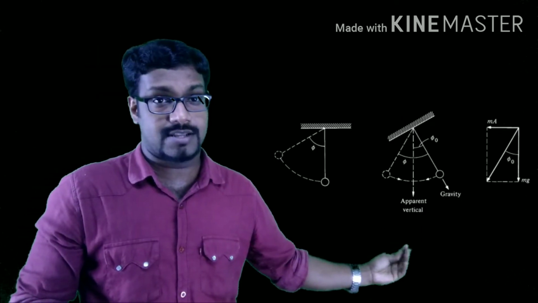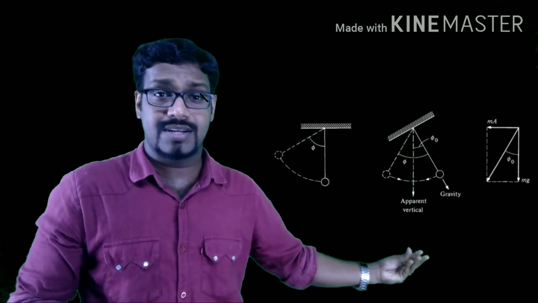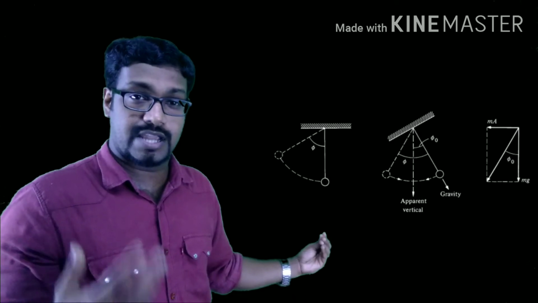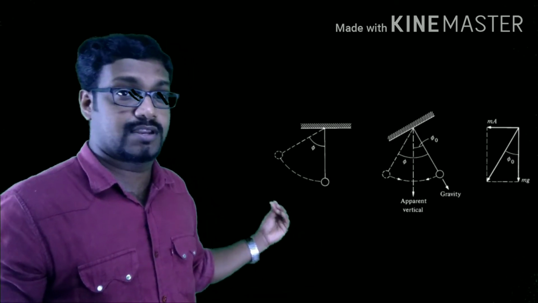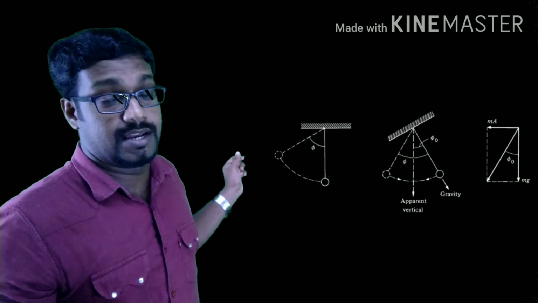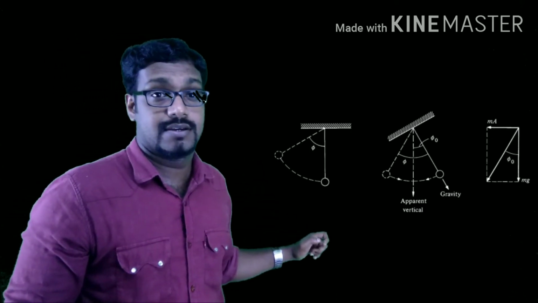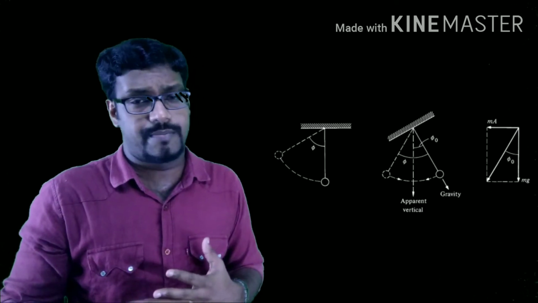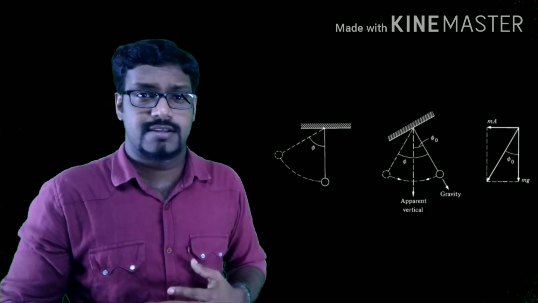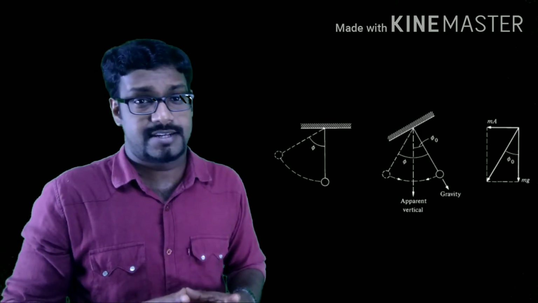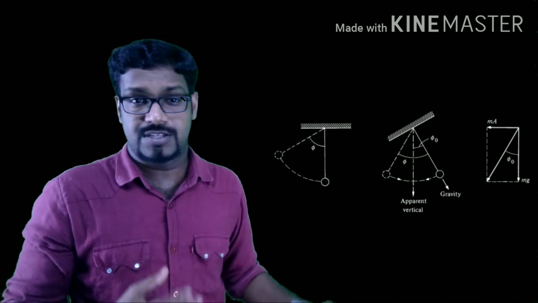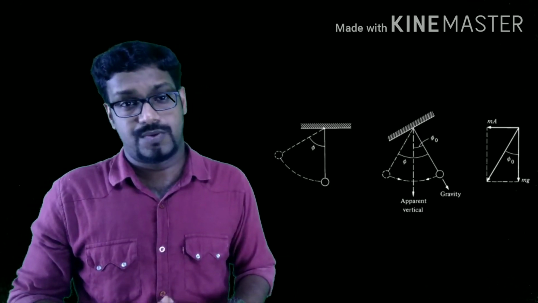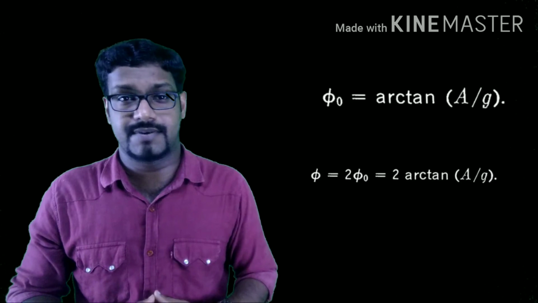Now when the car is not accelerating, the pendulum will be at vertical. When the car accelerates, if the pendulum moves by an angle phi 0, due to its kinetic energy, the pendulum will move further by an angle phi 0. Then it will return back and it will continue the oscillation. From the second video on Mechanics 2, you know that phi 0 is tan inverse A by g. So phi will be equal to 2 times phi 0, which is equal to 2 times tan inverse A by g.